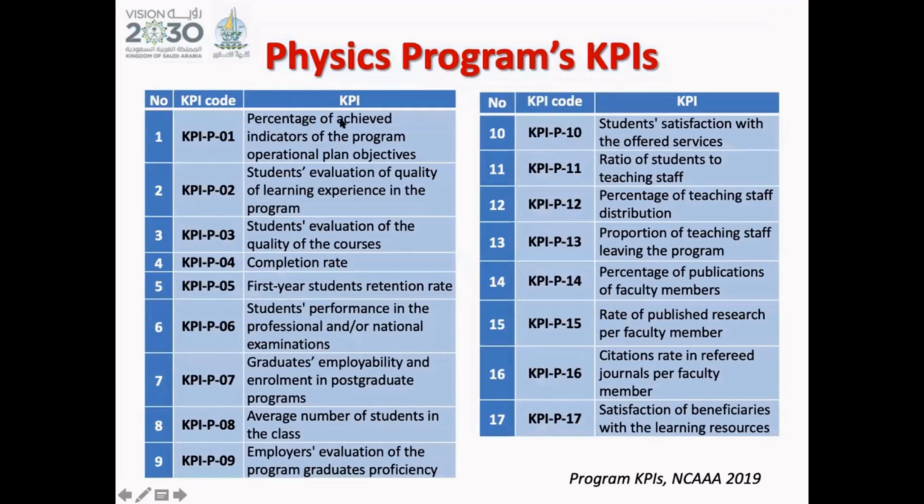These are the 17 KPIs based on the NCAAA 2019. This is the list you can see here, 1, 2 until 17. For the NCAAA, normally they have 6 standards. ASIIN also divides by 6 standards, but it is a bit different. For the NCAAA there are 6 standards. KPI number 1 belongs to standard number 1 in the NCAAA, and standard 2 has no KPIs. Then KPI number 2 until KPI number 9 belong to standard 3 in the NCAAA.